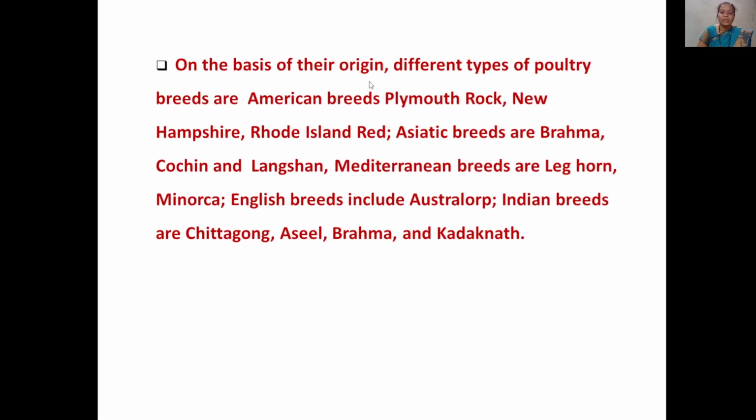On the basis of their origin, different types of poultry breeds are American breeds: Plymouth Rock, New Hampshire, Rhode Island Red. Asiatic breeds are Brahma, Cochin and Langshan. Mediterranean breeds are Leghorn, Minorca. English breeds include Australorp. Indian breeds are Chittagong, Asil, Brahma and Kadaknath.